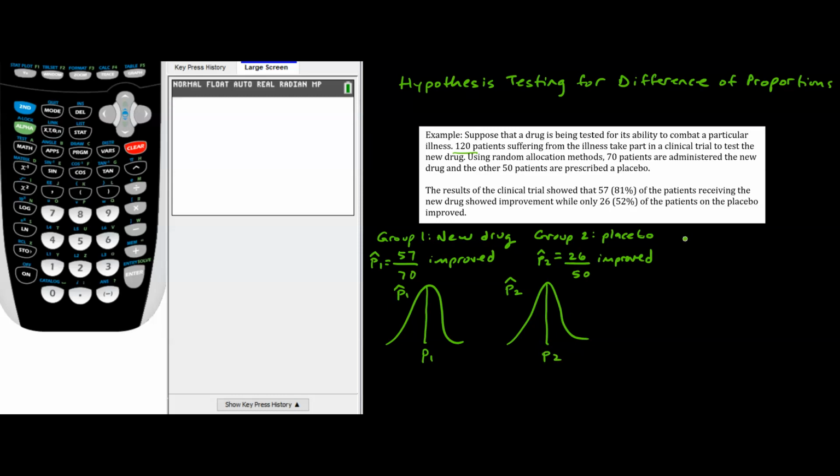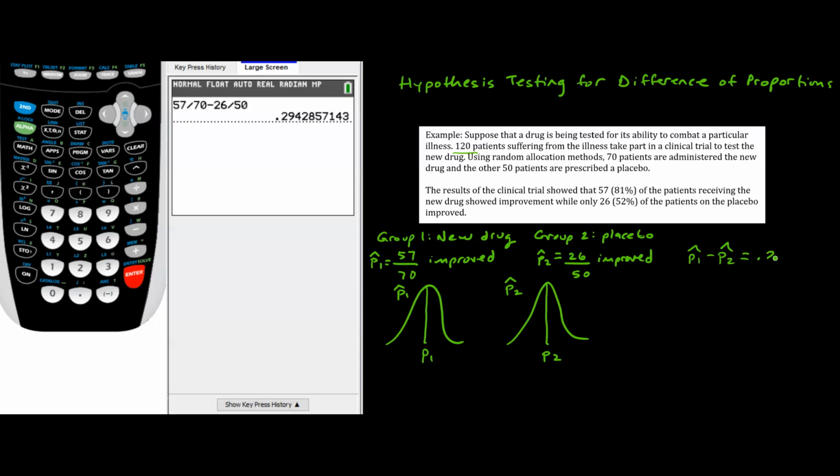So the tricky thing is, in our problem, when we look at p1 hat minus p2 hat, we get a difference of sample proportions. Let's take a look at what that difference is. 57 divided by 70 minus 26 divided by 50. We get a difference of proportions of 0.29.